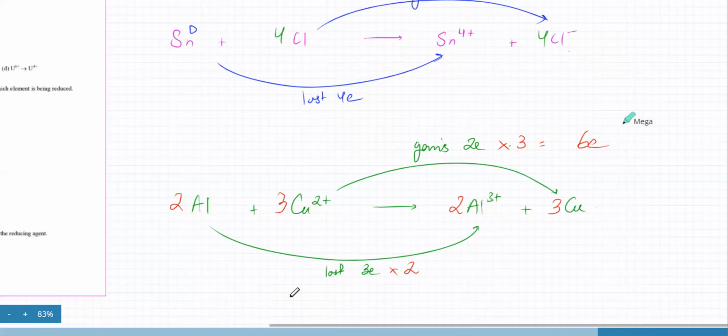The number of electrons gained and lost have to be made equal. So you multiply both sides by a certain number. You have to think of that number, and you have to make them equal. Aman, is this clear? Yeah.